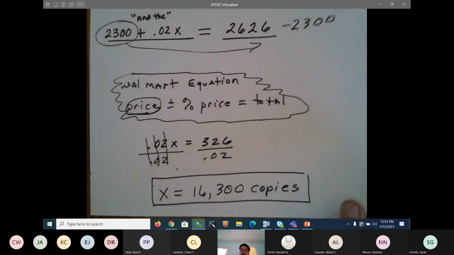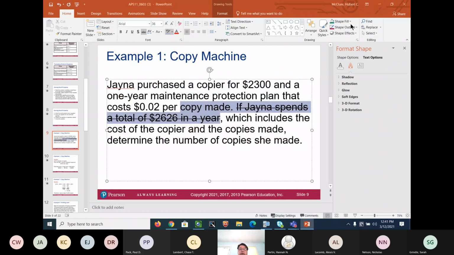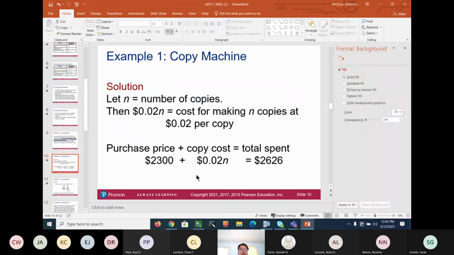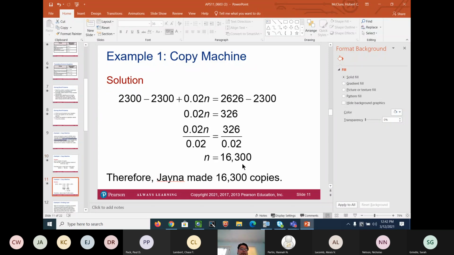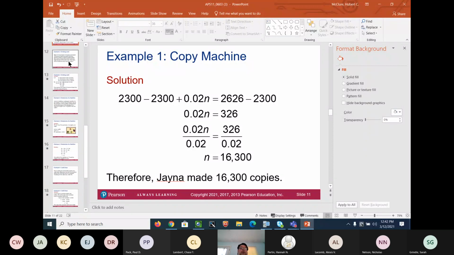Okay, so let's do another. And you see there is the setup, and there is the answer. And you feel good about yourself. All right, look at this one.